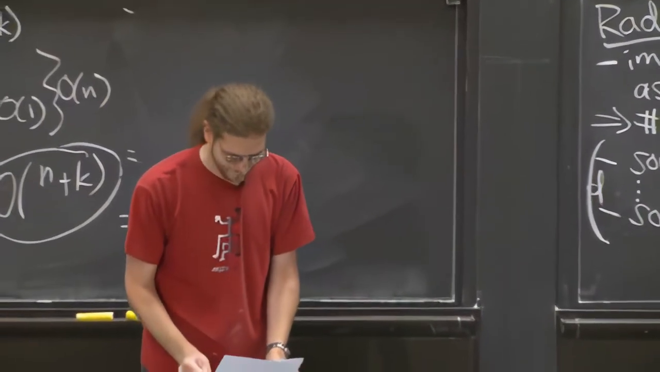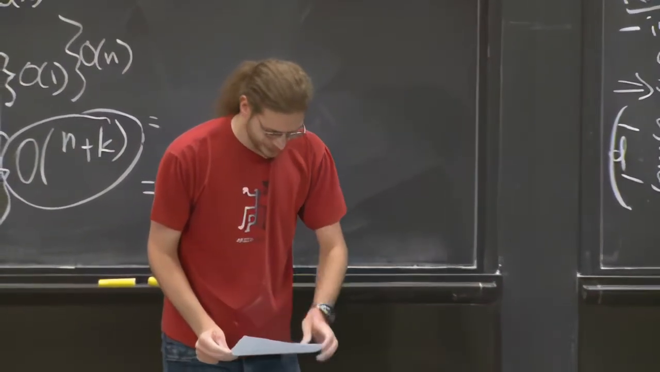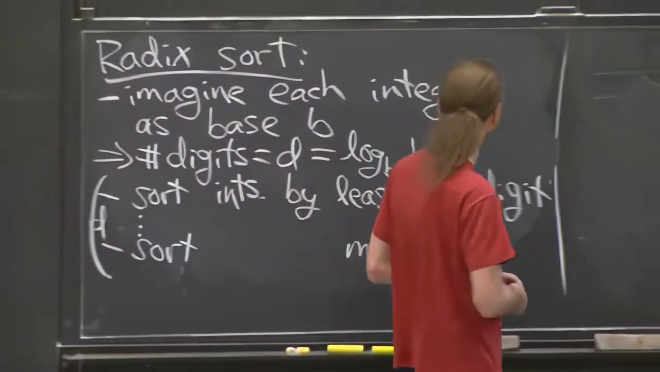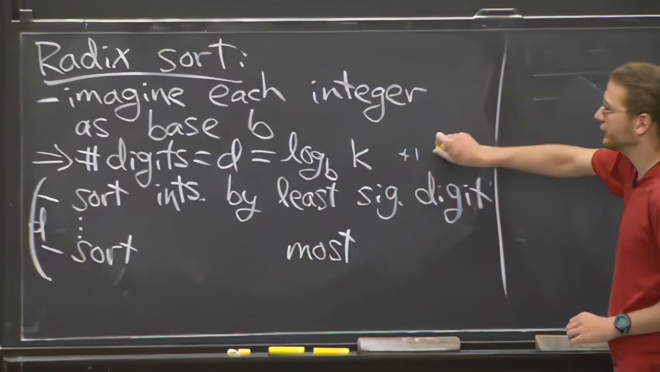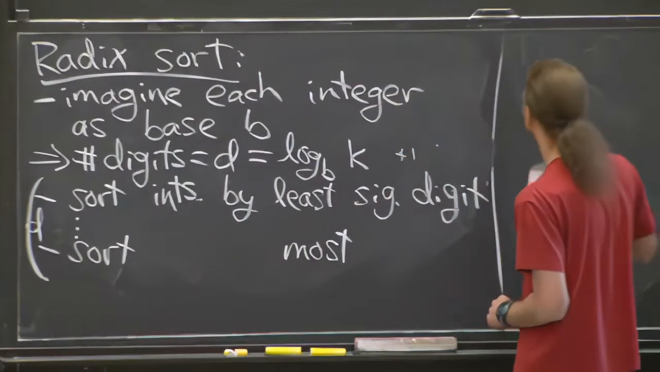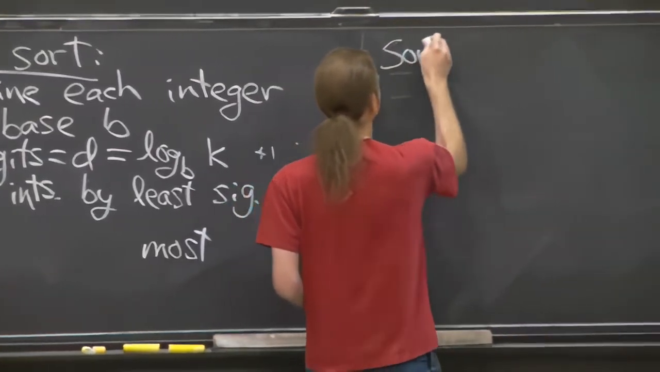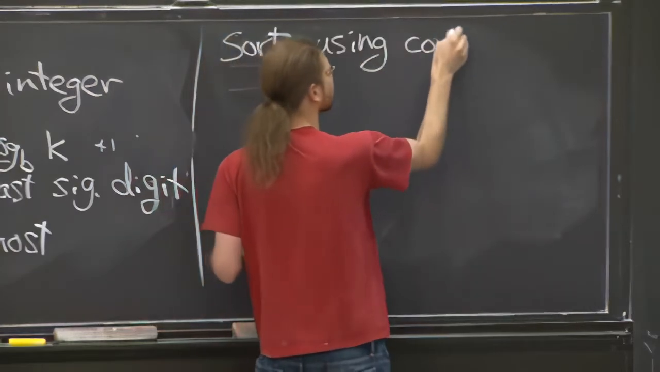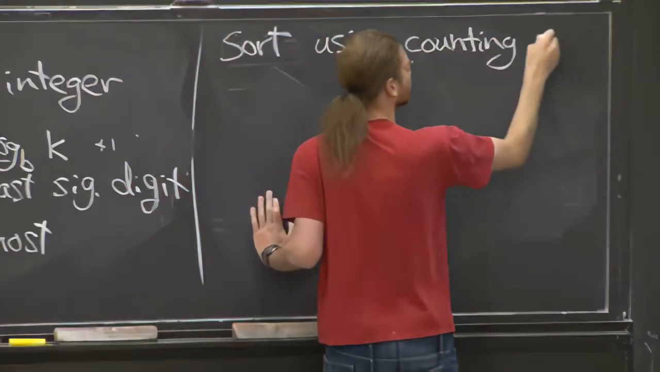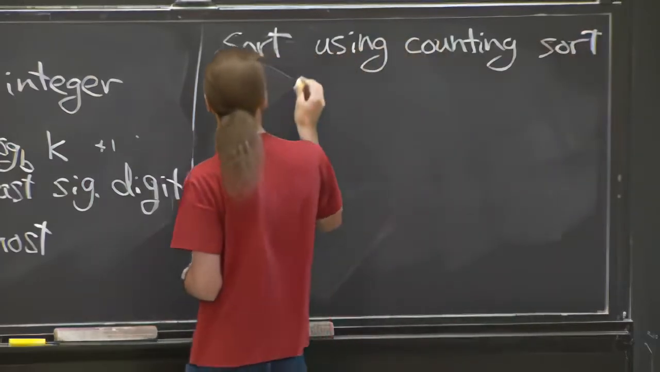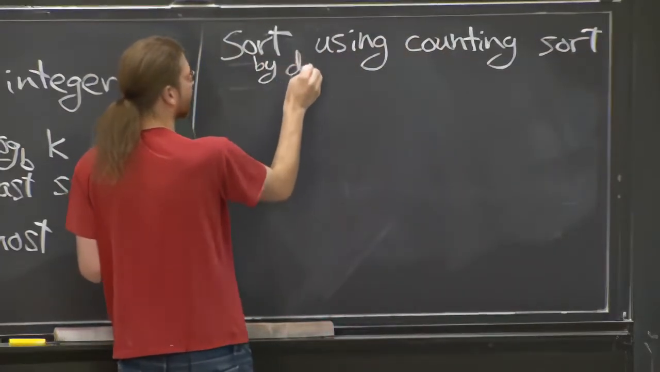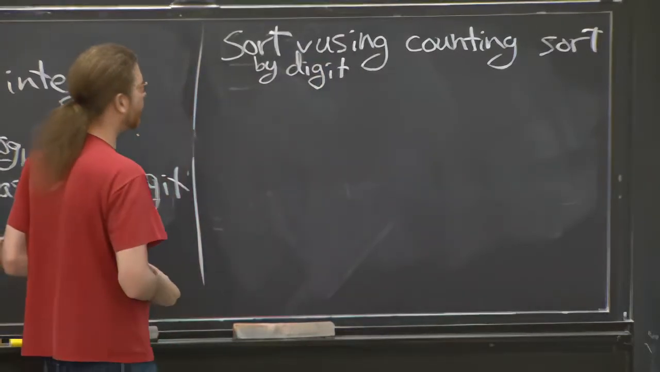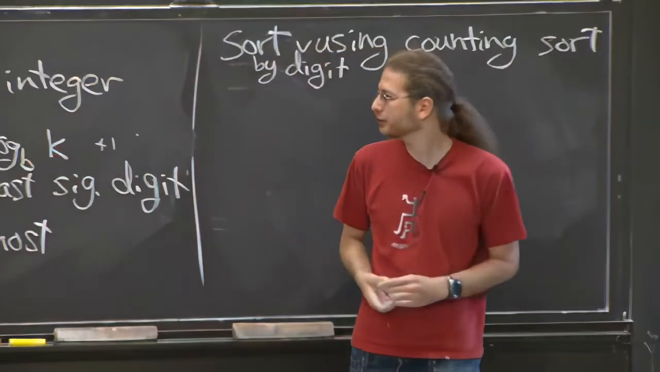I don't have a ton of time for an example. Let me first analyze the algorithm. We'll see if we have time for an example. So there are d digits. Oh, and I'm going to sort each of these sorts using counting sort, so sort by digit using counting sort. So how long does it take to sort using counting sort in this setting?